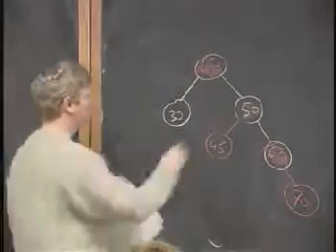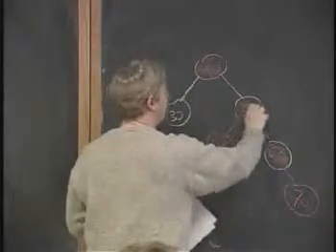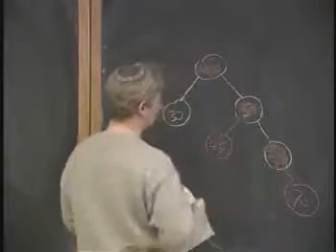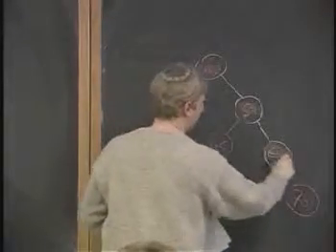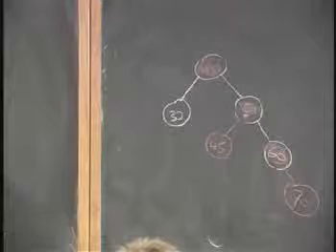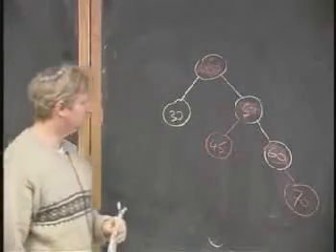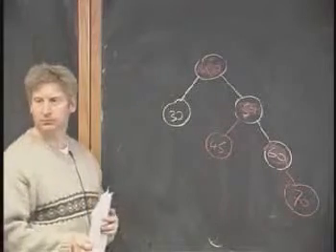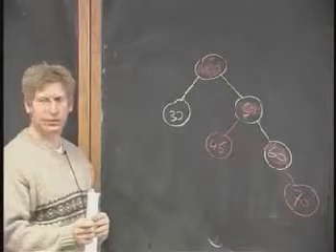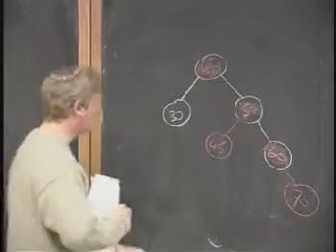Let's see what happens. This changes to red, and this changes to black. Is it any better? Well, now we have a 45-50 problem and a 40-50 problem. Among other things. Can we do it a better way?